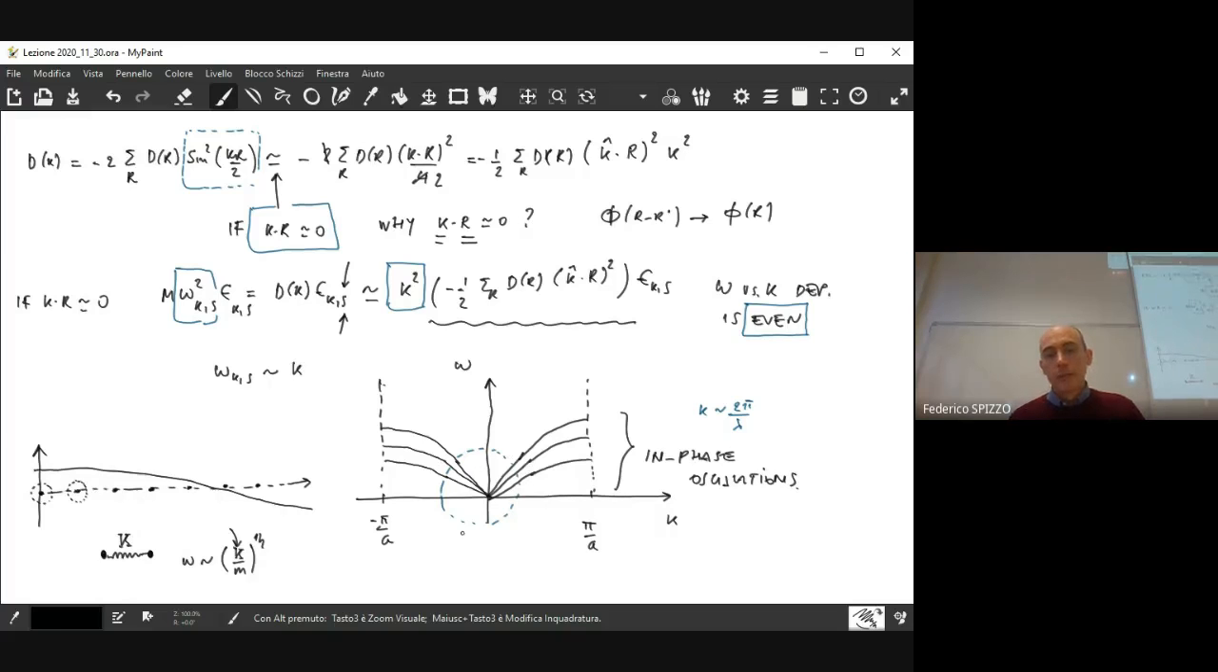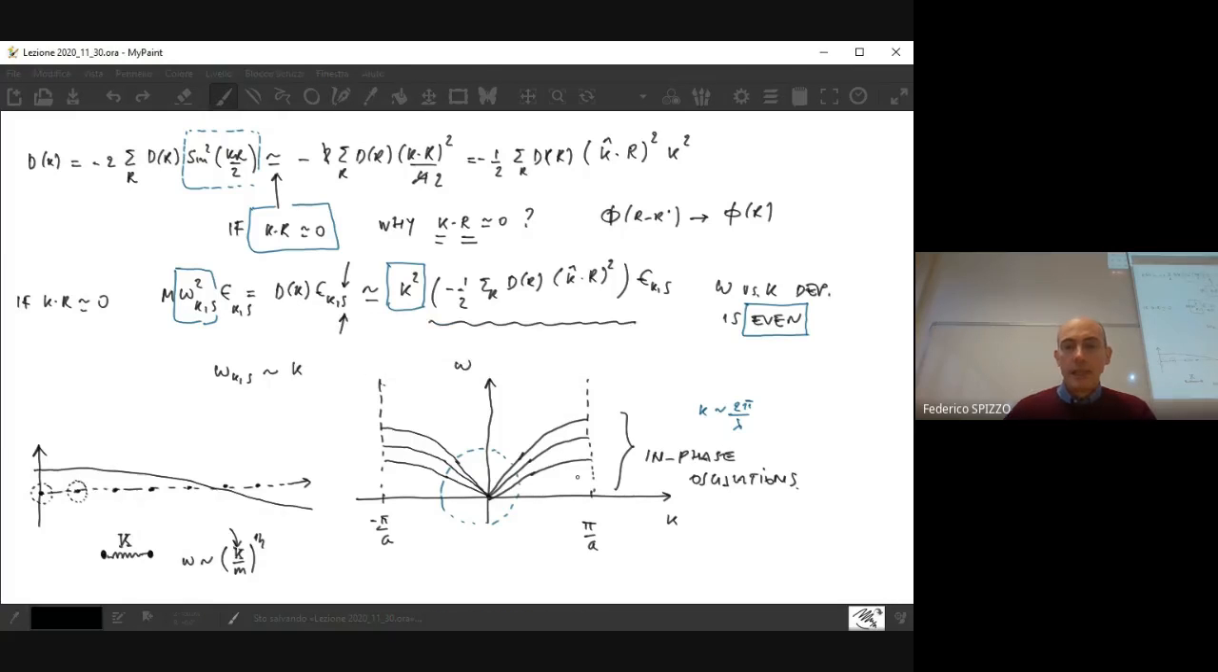So in this situation, we have that these three branches are three different branches that correspond to in-phase oscillations of the ions. And what is the meaning of the three possible solutions? The meaning of the three possible solutions is the following.